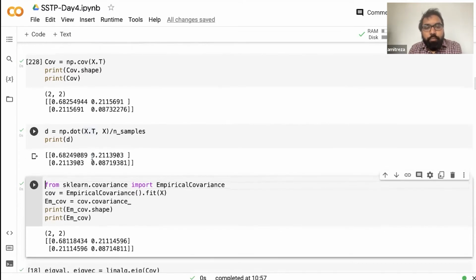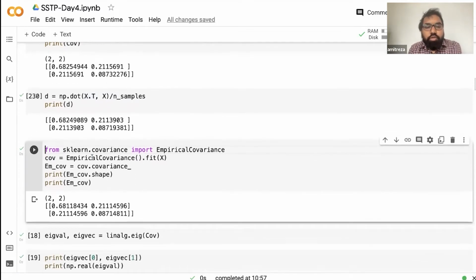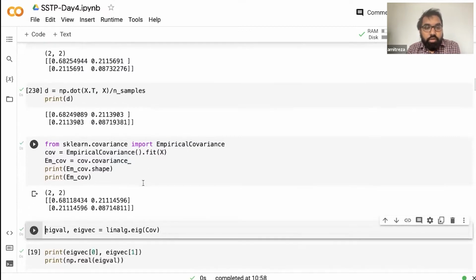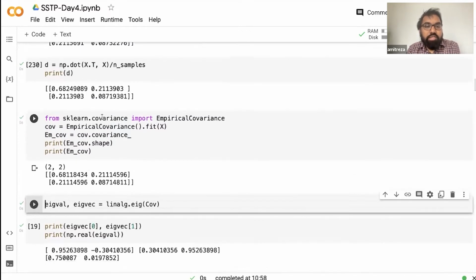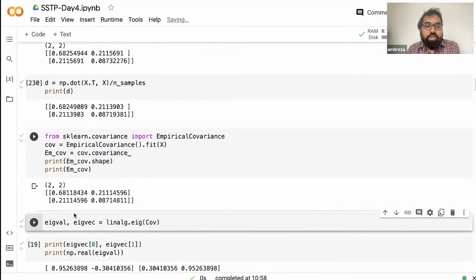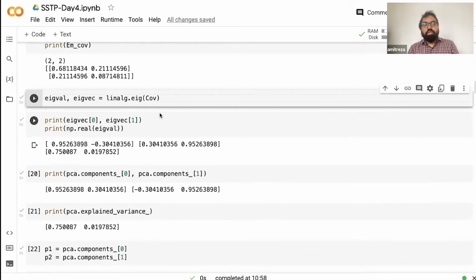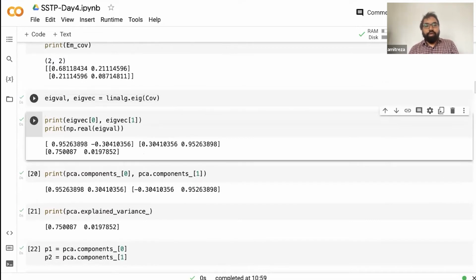So you can do that also, and there's another function called empirical covariance that you can use, and you can see these three are almost the same, up to some digit. So right now we have just calculated the covariance matrix from the data. Once you calculate the eigenvalues and eigenvectors of that covariance matrix, that gives the direction of the eigenvectors and the scaling factor for that data.